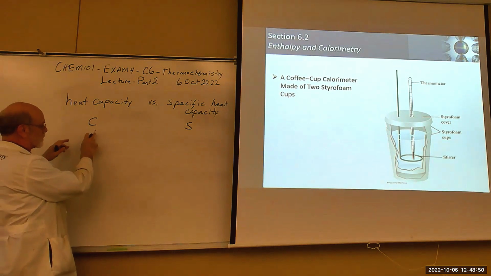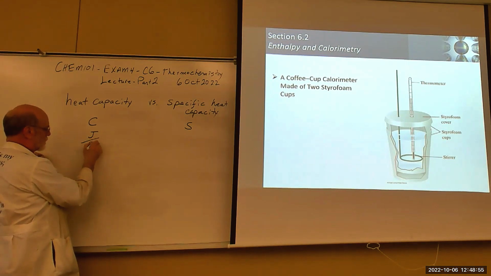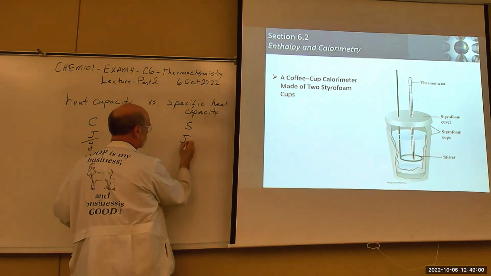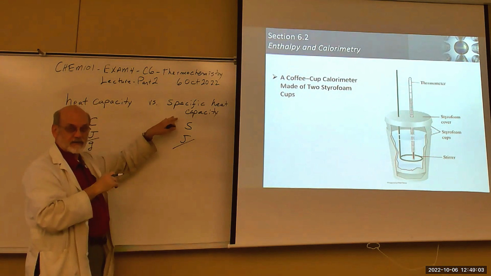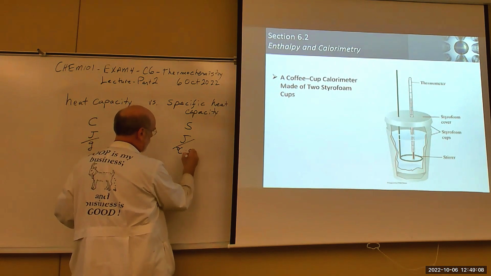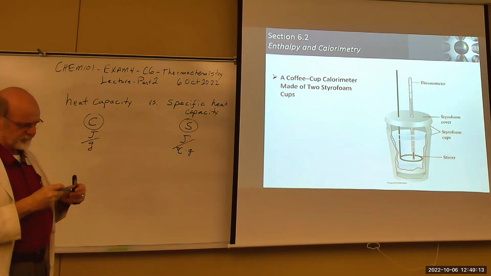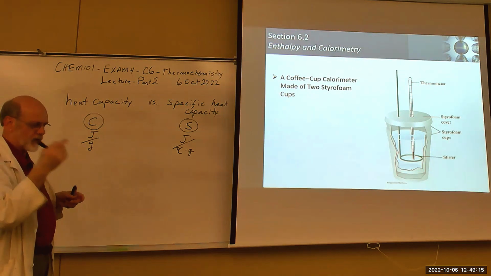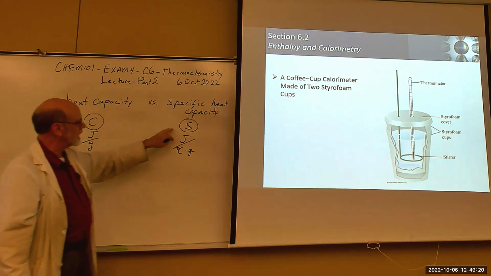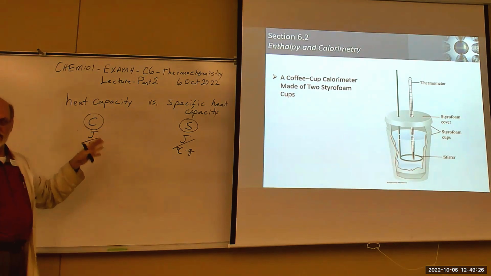Okay, so this would be in terms of joules per degree C, whereas this one, since it's an intensive property, would be in terms of joules per gram per degree C. I was just checking your lab experiment, and it does use this convention. C is the heat capacity, S is the specific heat capacity of the substance. So we'll stick with that convention.